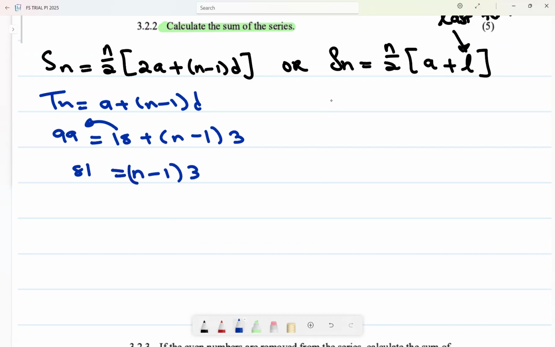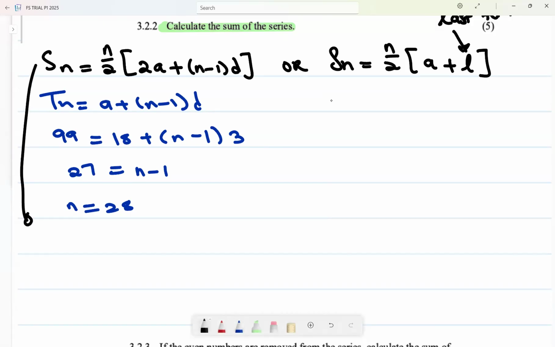So 81 is equal to n minus 1 times 3. I'm going to divide by 3 on both sides. So it's basically 81 divided by 3. I think it's 27. Yes. So 27 is equal to n minus 1, and then n is equal to 28. And now I can use my summation formula.